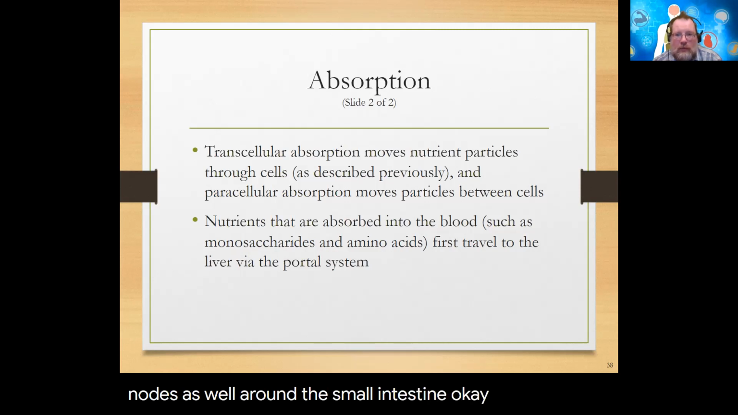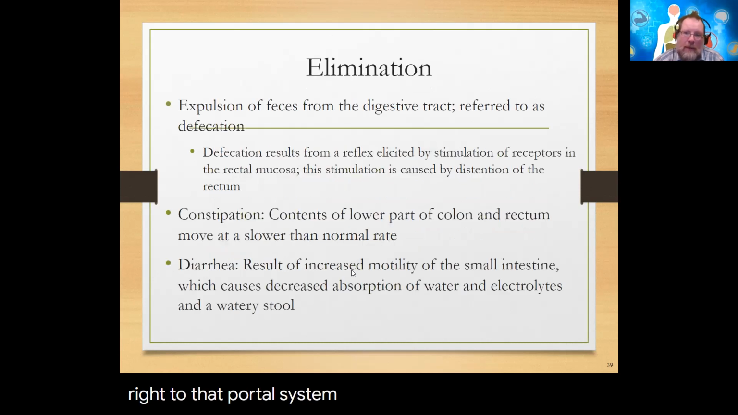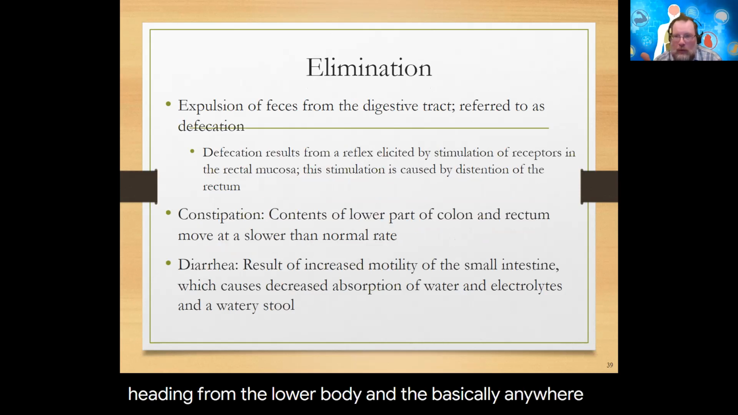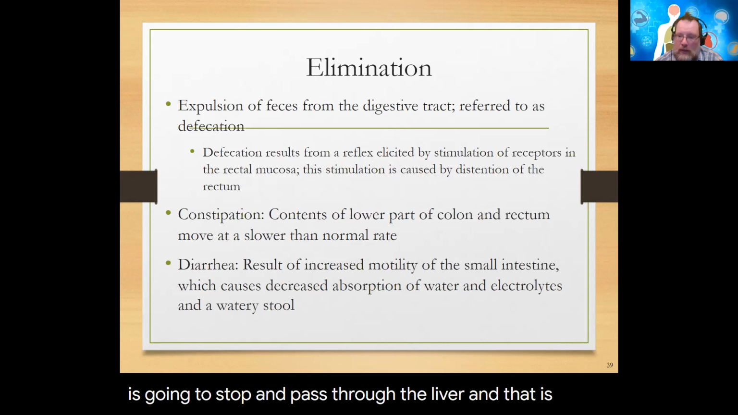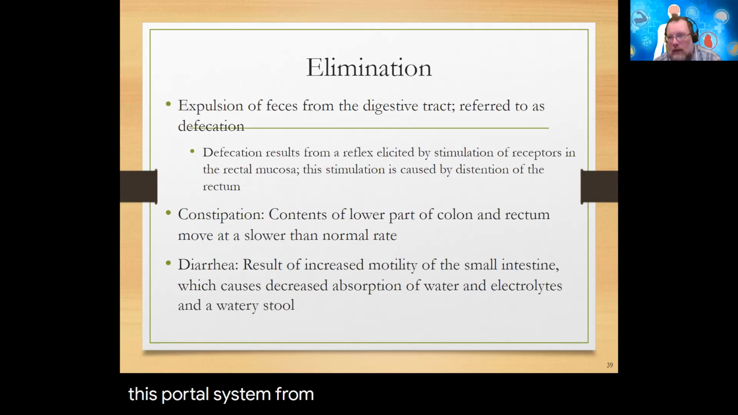Okay. Absorption, again, we're going to get absorption into the bloodstream, travel right to that portal system, that venous blood supply that's heading from the lower body and basically anywhere below the liver. All the blood that's coming back to the heart is going to stop and pass through the liver, and that includes this portal system from the small intestines. And then elimination, of course, getting rid of the fecal matter.